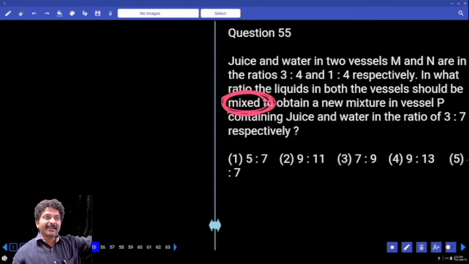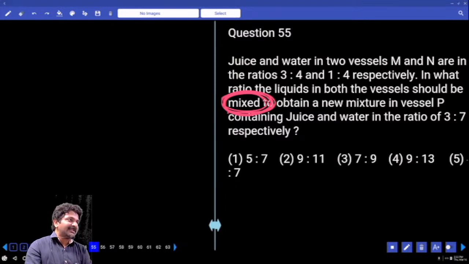I underlined it there: alligation and mixture. In alligation and mixture only, directly you will get the ratio. Correct?